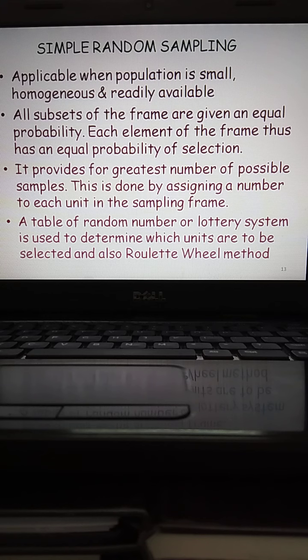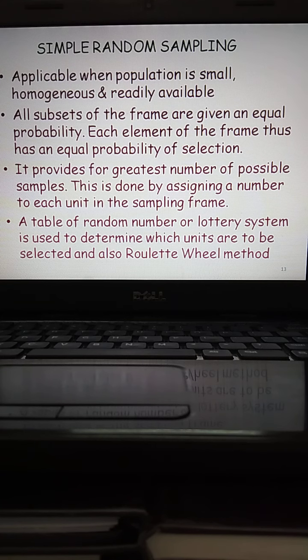A table of random numbers or a lottery system is used to determine which units are to be selected, and also a roulette wheel method. So generally when you are going for selecting a sample by using simple random sampling, the very common method is nothing but the lottery system.